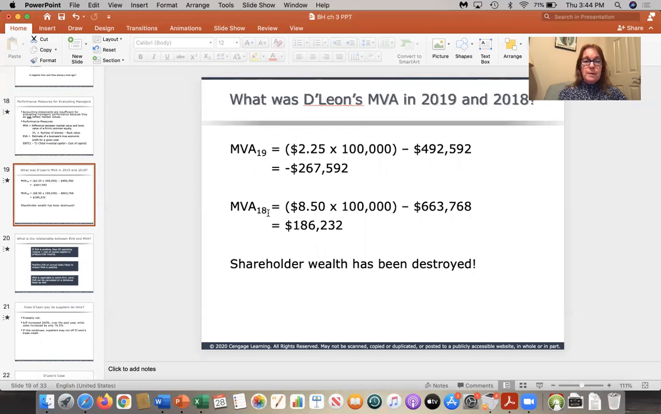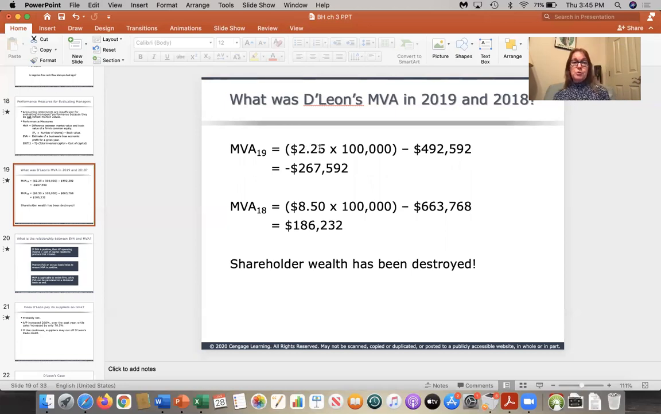Okay, so here's the market value added for 2018. Remember, I think it was right after the income statement, they had additional information, and they told us that the stock was selling for $8.50. $8.50 times 100,000 minus the book value of the equity. That's taken from the owner's equity side of the balance sheet. So the company has added 186,232. But this changed dramatically in 2019.